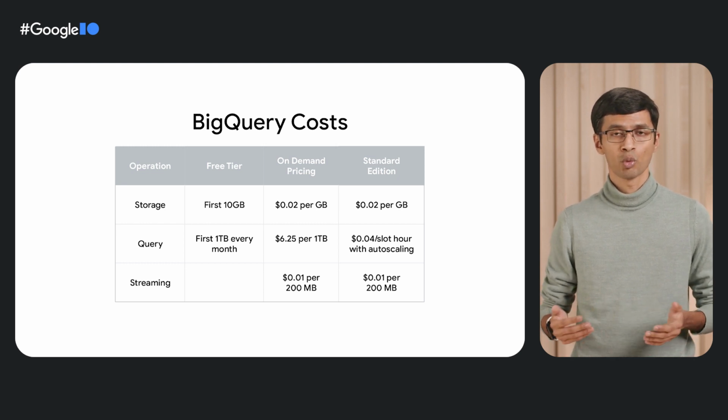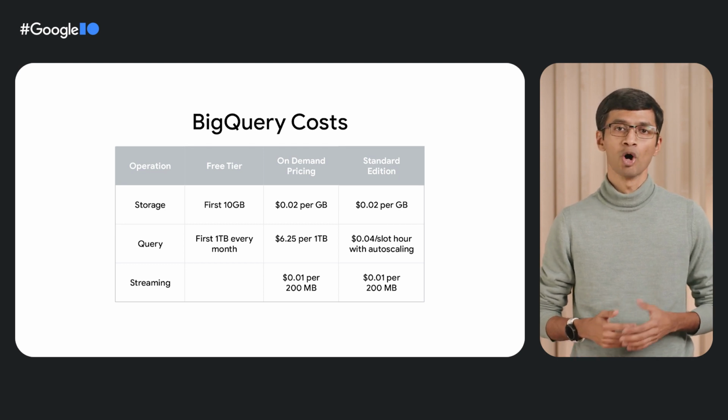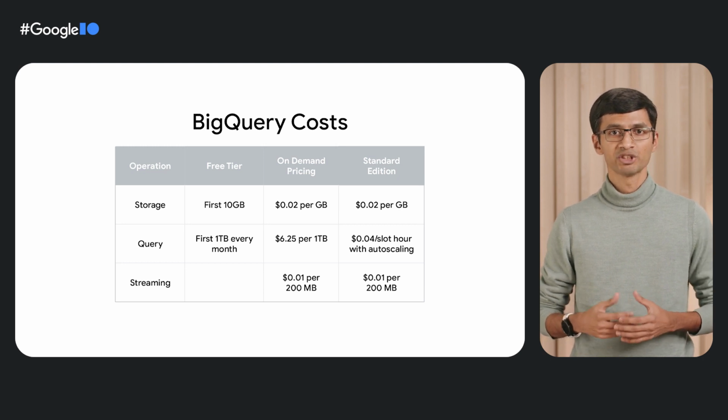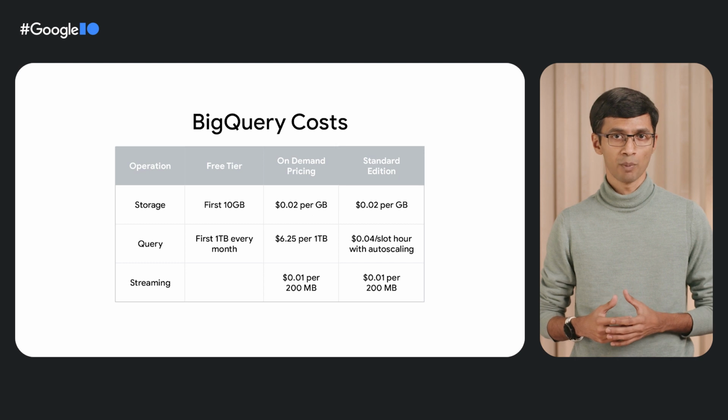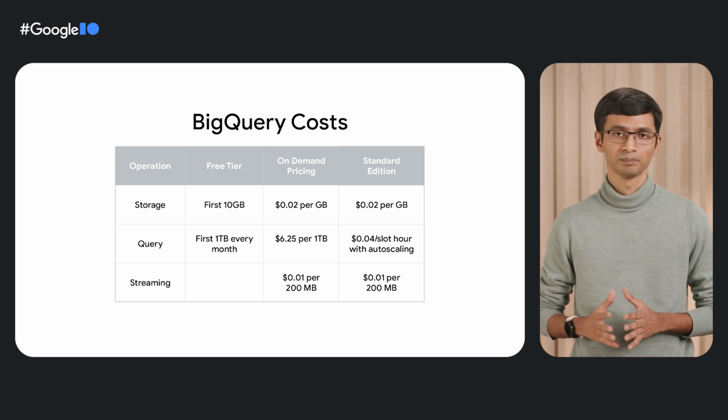First 1 terabyte of query data is free every month, with each additional terabyte costing $6.25 for on-demand pricing, or 4 cents per slot hour with auto-scaling for standard edition. If you enable the streaming export for your GA4 property, it will cost a cent per 200 megabytes.